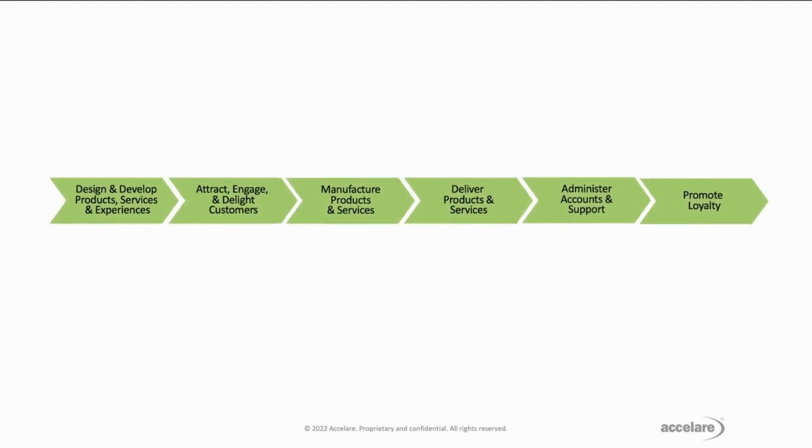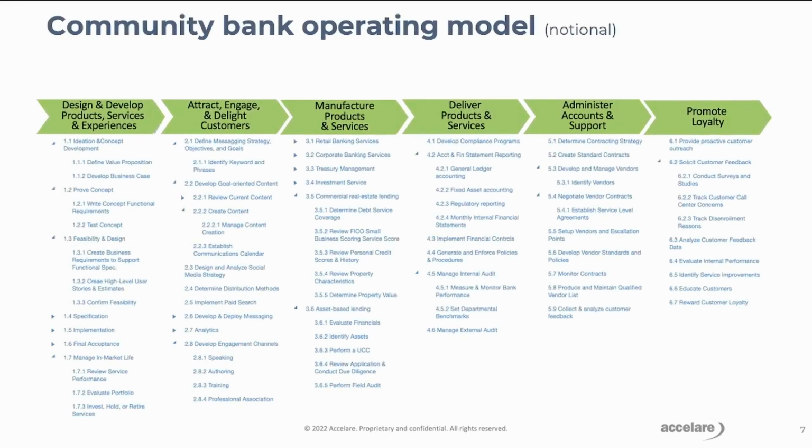For example, this notional operating model for a community bank vividly illustrates the process families, indicated by chevrons, and all the supporting processes of those families that deliver the bank's value proposition to its customers. This is a very different perspective from the org chart, where there's no mention of processes at all.